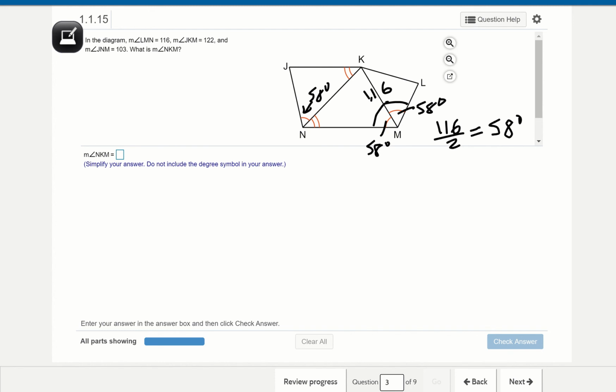Okay, and now we're going to use the other clue that they told us. They said that JNM is 103. So they said that this whole thing is 103 degrees. Well, that's an angle addition postulate, right? So let's write that angle addition postulate. We know JNK. JNK is the 58 degrees that we got here, right? And we don't know what the double angle mark is here, which is KNM.